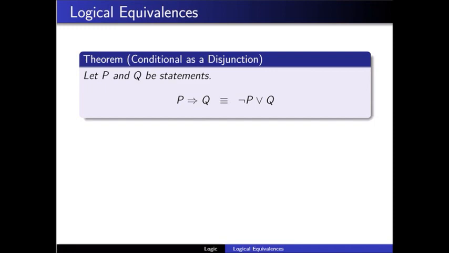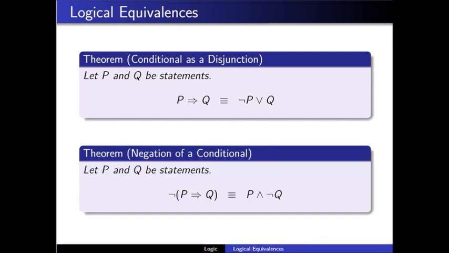Not only is a conditional statement equivalent to its contrapositive, but one can also show that a conditional is logically equivalent to a disjunction. In other words, a conditional can be rewritten as a disjunction, since P implies Q is logically equivalent to not P or Q. The negation of a conditional, not (P implies Q), is logically equivalent to a conjunction, P and not Q. Again, both of these can be proven by just looking at the truth tables for each of these statements, and I encourage you to do this on your own.